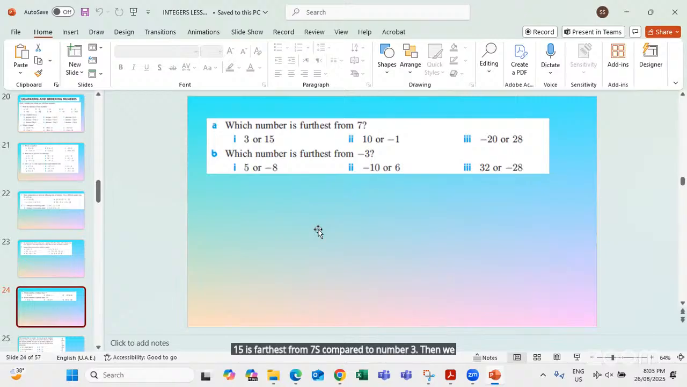Then we have the another question. Which number is furthest from negative 3?